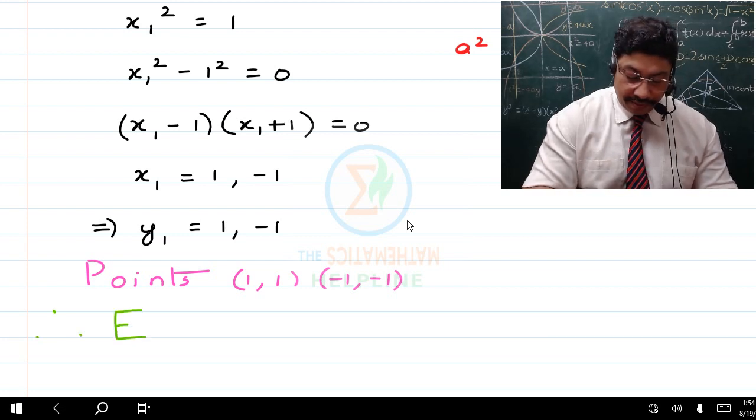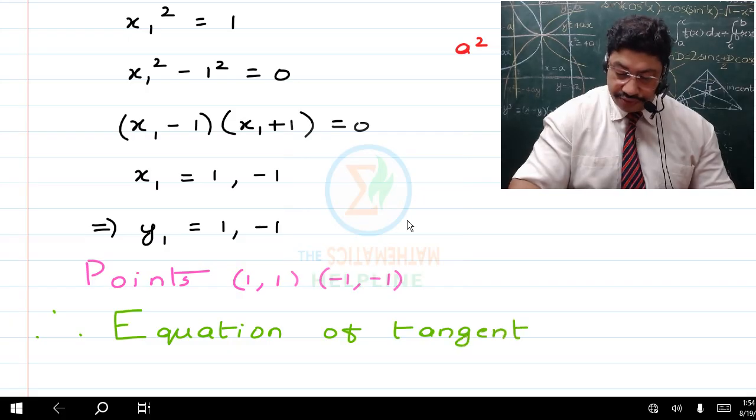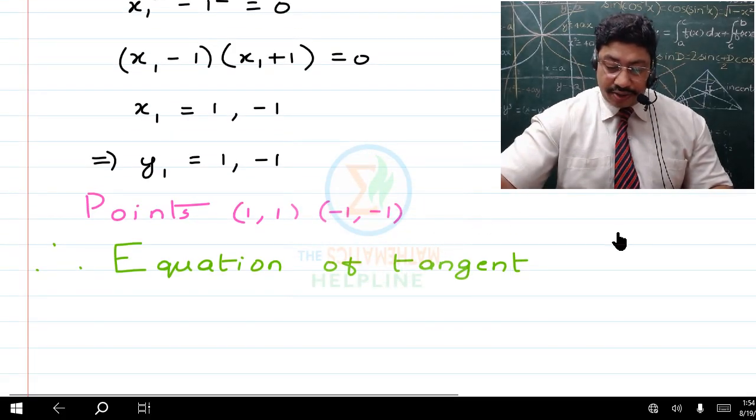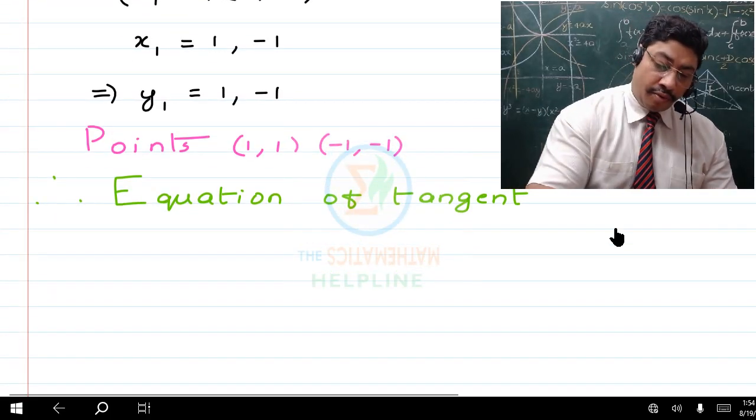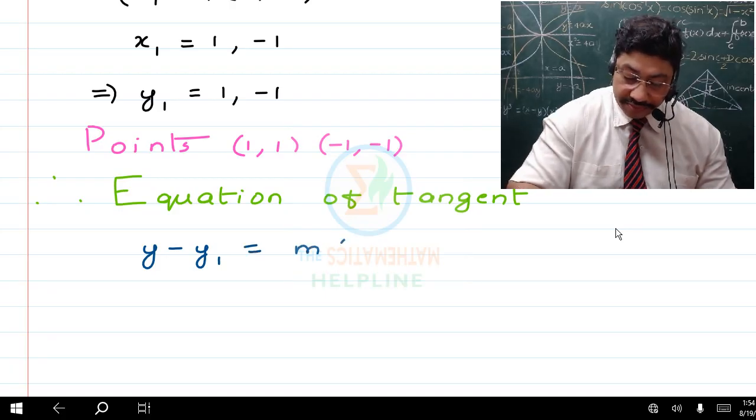Therefore, the equation of the tangent, children, can be given by the equation that you learned of the one-point form in an earlier class, that is y minus y1 is equal to m times (x minus x1), right?